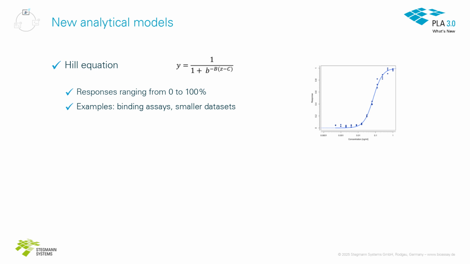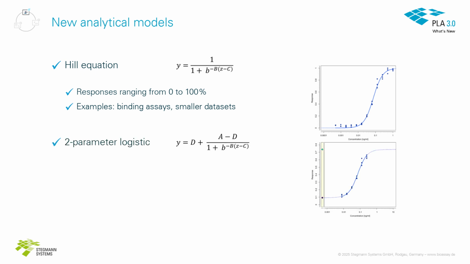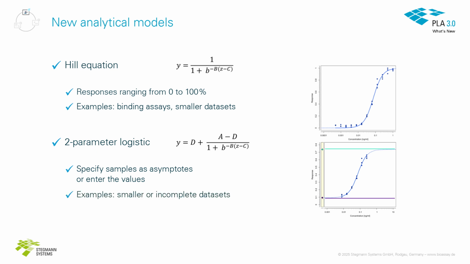The other new model, the two-parameter logistic model, allows more flexibility in describing the response range. Either specify samples to converge the asymptotes, or simply enter the values. This model is also ideal for smaller or even incomplete datasets.